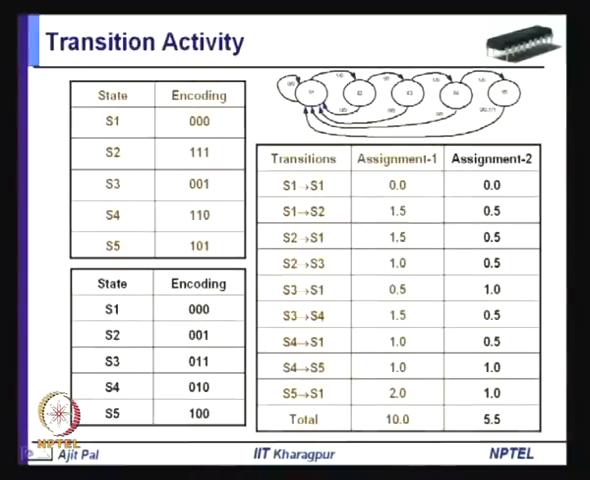Although it cannot be claimed that this particular assignment is the best one, because state assignment is an NP-complete problem and you have to find out all possible assignments to find out which one gives you minimum transition activity, this is just an example to illustrate that this particular assignment is reducing the transition activity to 5.5. And obviously, the dynamic power dissipation for this assignment will be about 55% of the previous case.